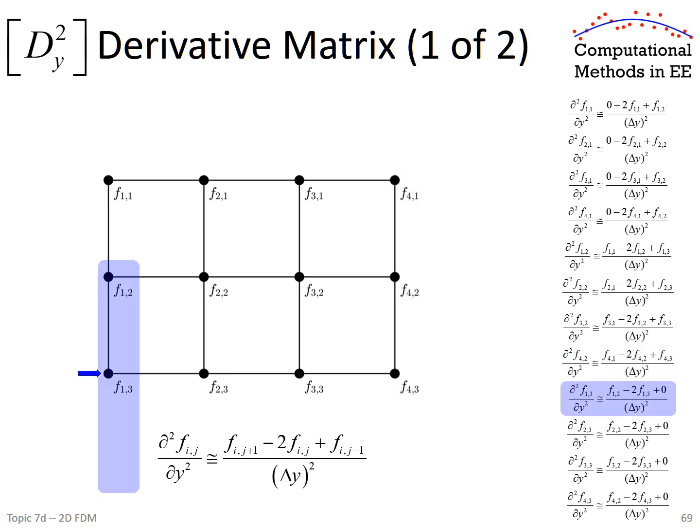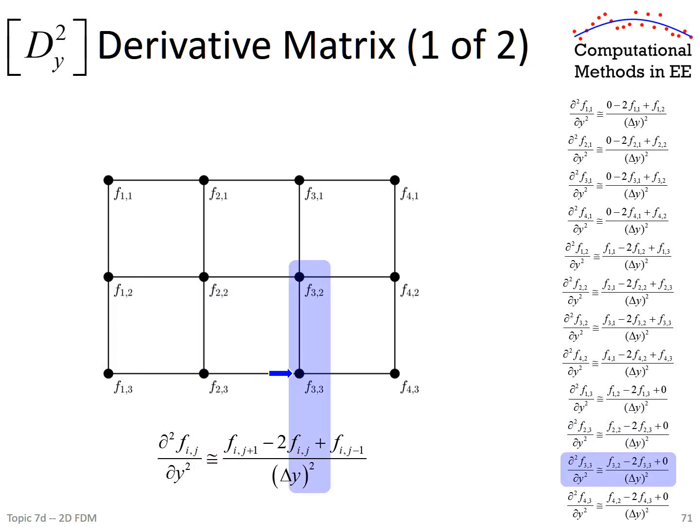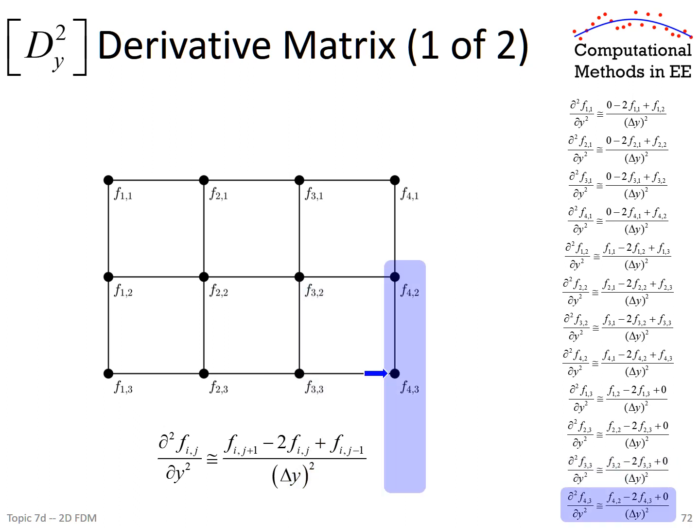Now we wrap around to the next row, and we're back to having boundary condition problems again. We would like to access F14. That doesn't exist, so we set it to 0 in the finite difference equation. So we still have F12 minus 2 times F13 plus the 0 divided by delta y squared. Here's our finite difference equation for F23, finite difference equation for F33, and our finite difference equation for F43.